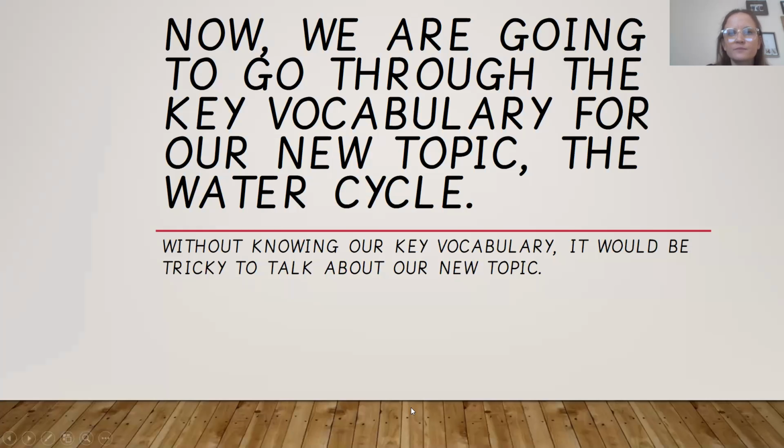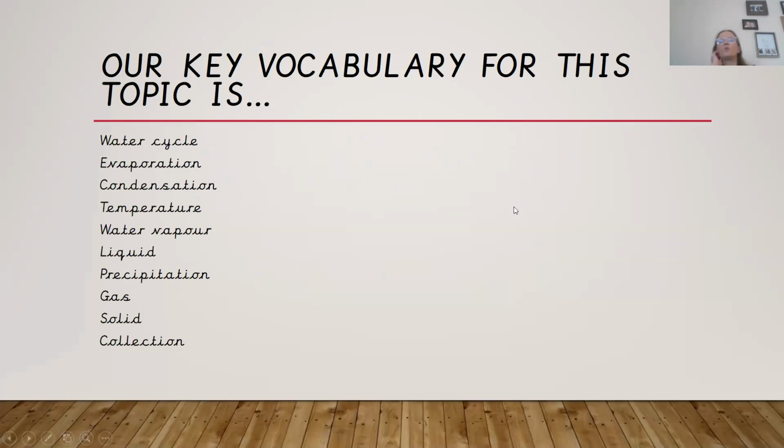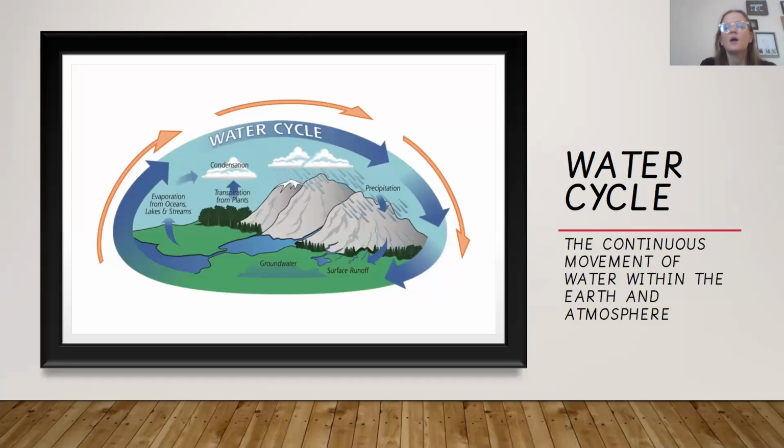Okay. We're going to go through our key vocabulary for our new topic, the water cycle. Without knowing our key vocabulary, it would be tricky to talk about our new topic. So we've just gone through the vocabulary words together from our knowledge organizer. The very first one is the water cycle. And now a water cycle is the continuous movement of water within the earth and the atmosphere.